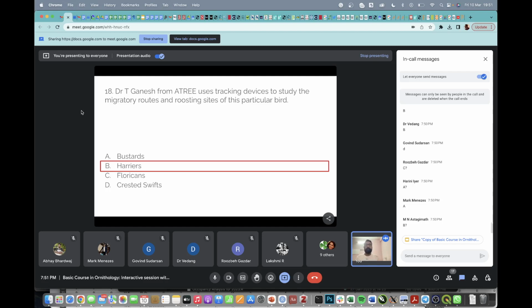I suppose, yeah. I'm not sure. Do the other species actually migrate? I mean, do bustards migrate? Bustards migrate, yes. And there are other people who are studying the migratory routes of bustards.